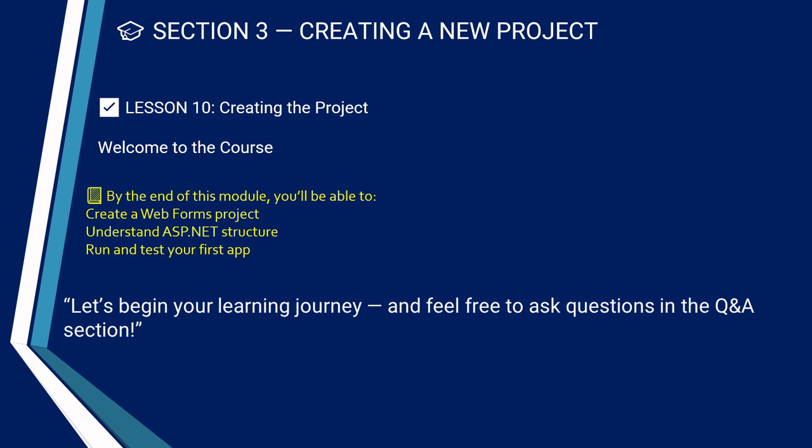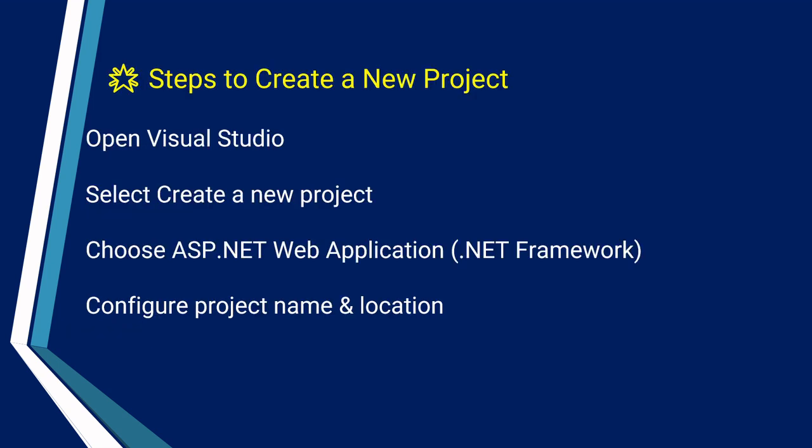Welcome to lesson 10. In this lesson, we will walk through the steps to create a brand new ASP.NET Web Forms project using Visual Studio. To begin, open Visual Studio and select Create a New Project. From the available templates, choose ASP.NET Web Form application. Then configure your project name, location, and solution settings.